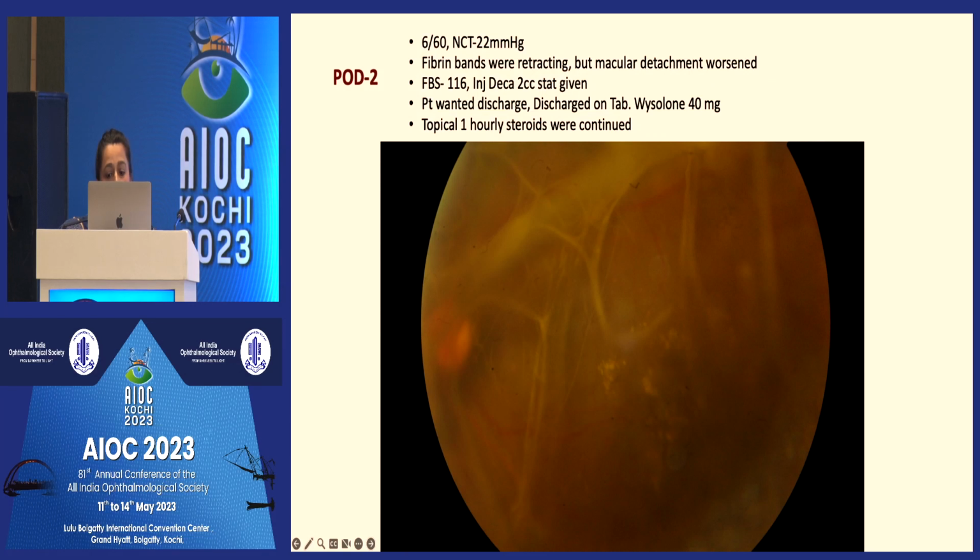This is POD2. Again, vision is dropping to 6/60, but fibrin bands are somehow retracting, while the detachment at the macula was worsening. He wanted to go home, so I sent him off with some Visalon, under monitoring of his sugars and 1 hourly steroids.